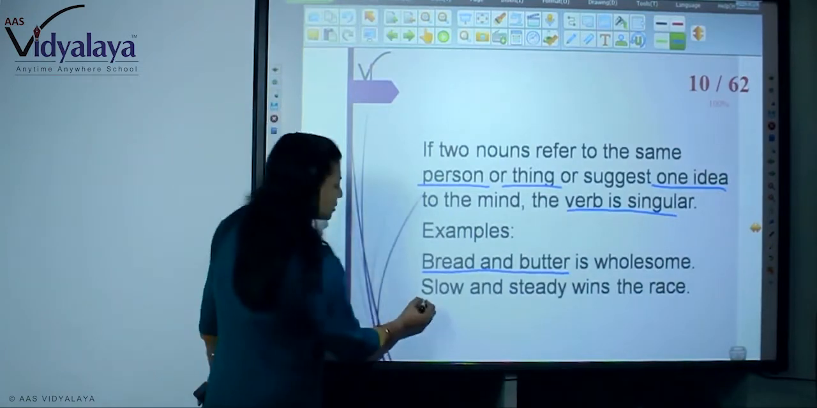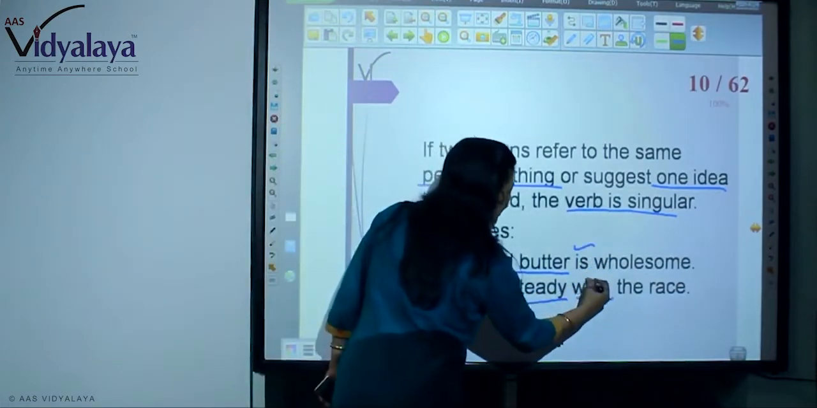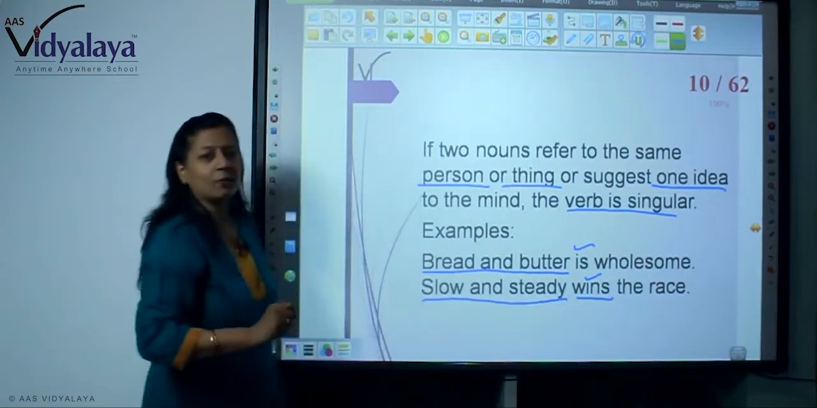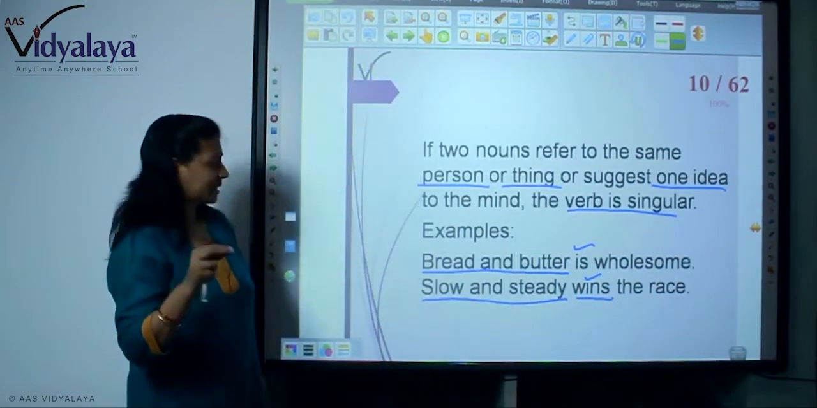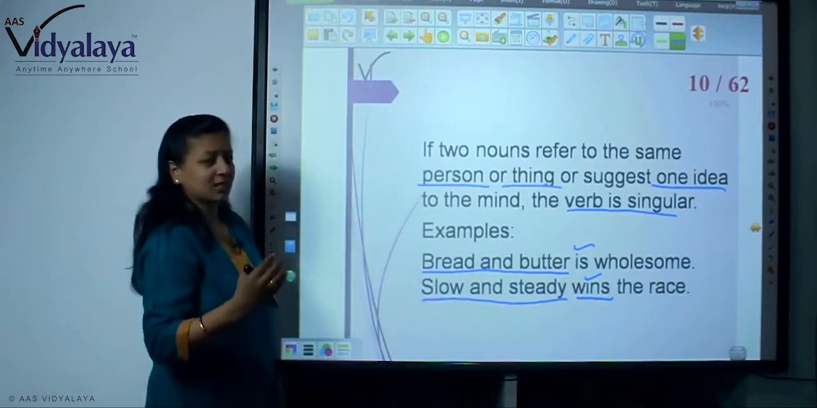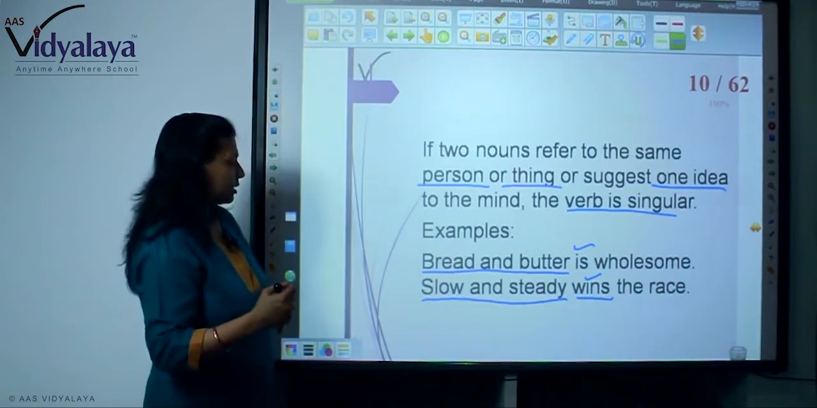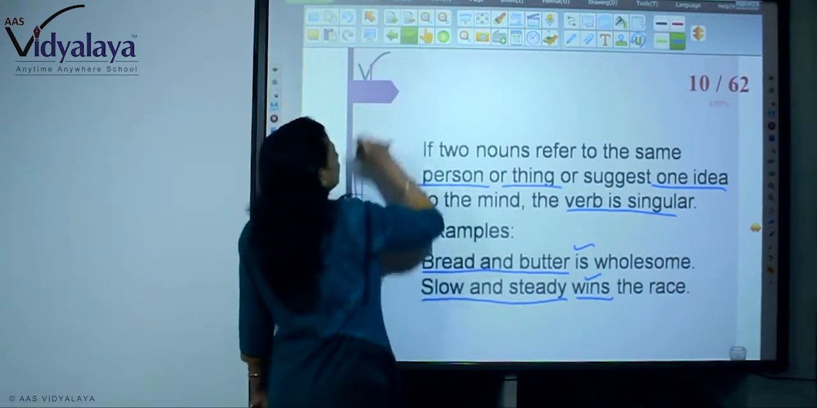Slow and steady wins the race. See, they are showing the same idea. Same thing. Bread and butter, though these are two things, shows it's the same thing. Bread and butter is wholesome. And slow and steady wins the race.